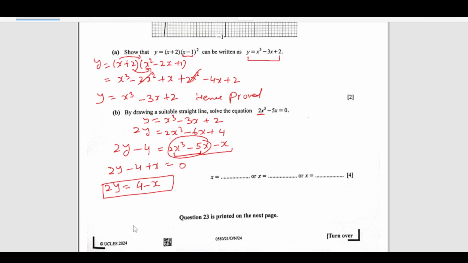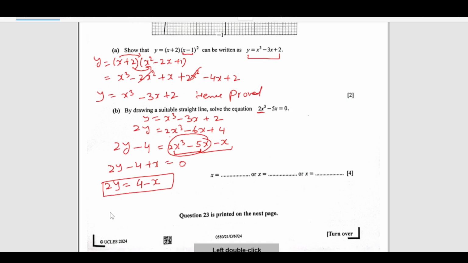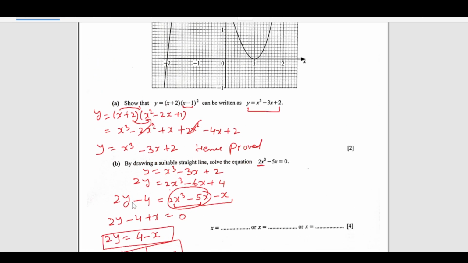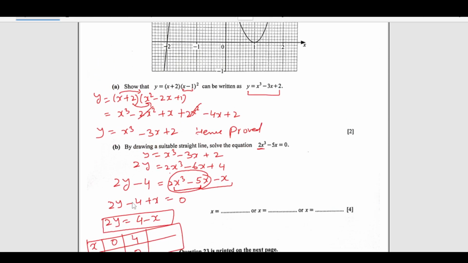So we take the table of values for this one. Let me just take 2-3 values, x and y. When x is 0, y is going to be 4, and when y is 0, 0 equals 4 minus x. So when y is 0, x is 4. That will give us the points to draw the graph here.